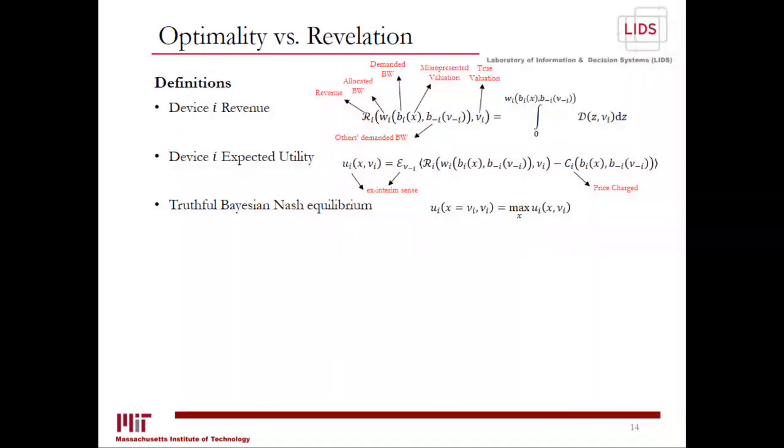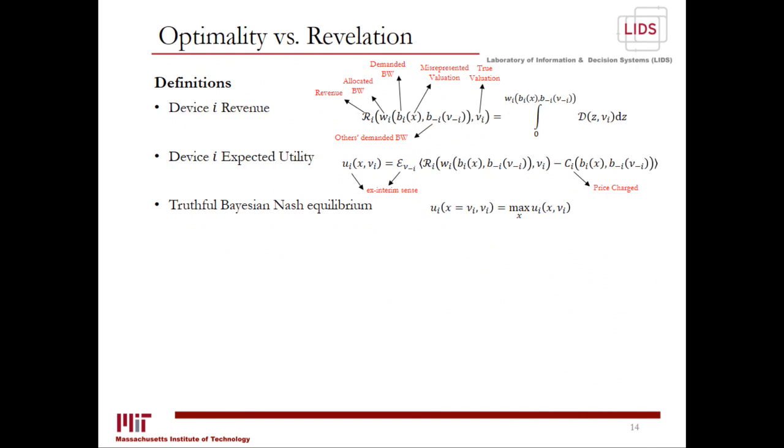A number of definitions are in place. The first one is device revenue. We define device revenue as, well, this is a very common definition of revenue. It's the mathematical area under the demand profile for the bandwidth that was allocated and for the valuation that is private information for the device.